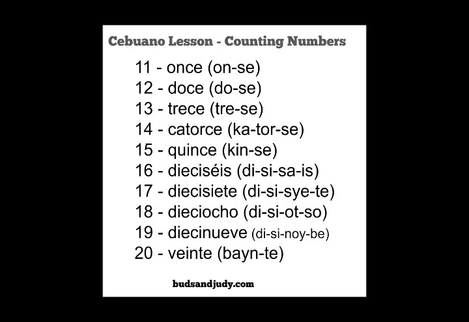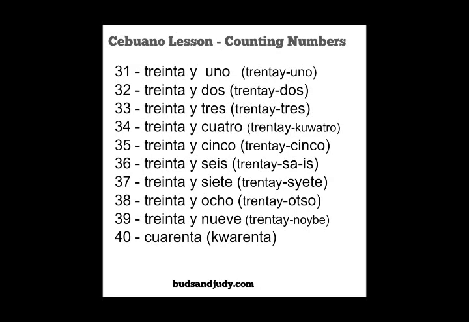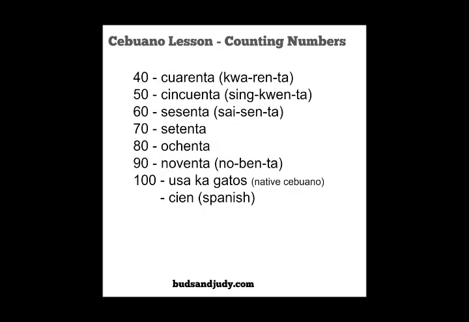11 is, 12 is 12, 13, 14, 15, 16, 17, 18, 19, 20, 21, 22, 23, 24, 25, 26, 27, 28, 29, 30, 31, 32, 33, 34, 35, 36, 37, 38, 39, 40, 50, 60, 70, 90, 80, usa ka gatos.